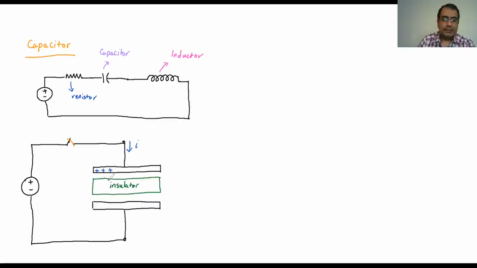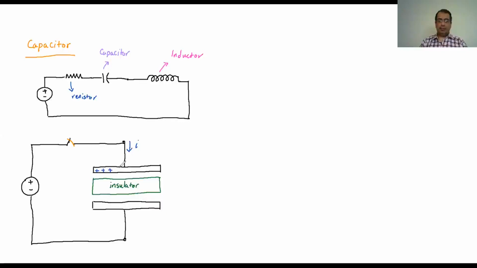As soon as the positive current starts to build up on this plate, it is going to push the positive charges away from that plate. Because we have the positive here, you know that the positive sign is going to push away the positive, and the negative is going to push away the negative.